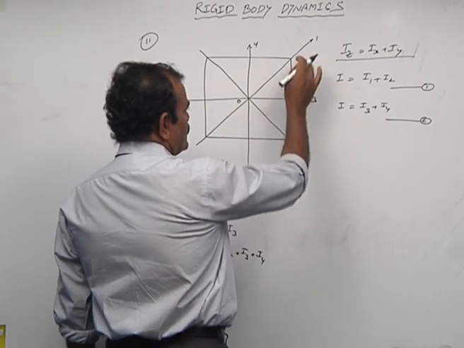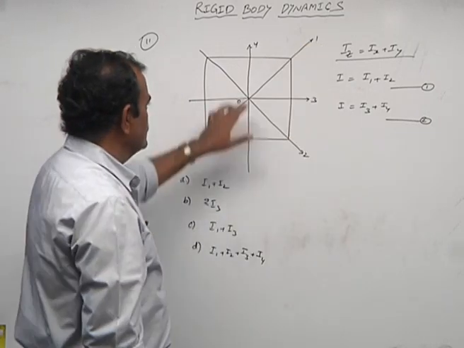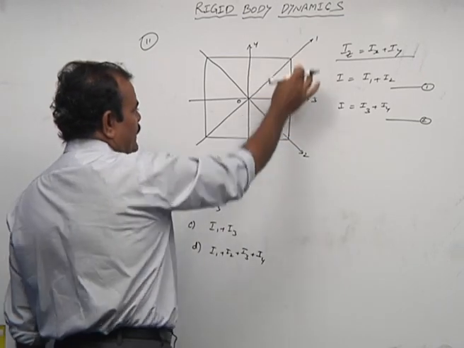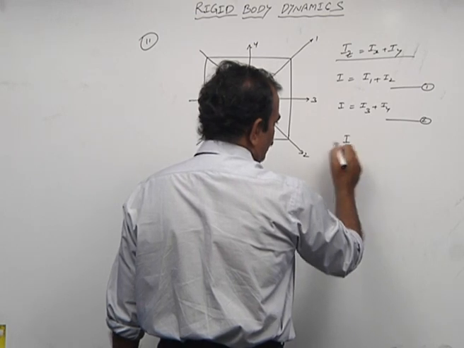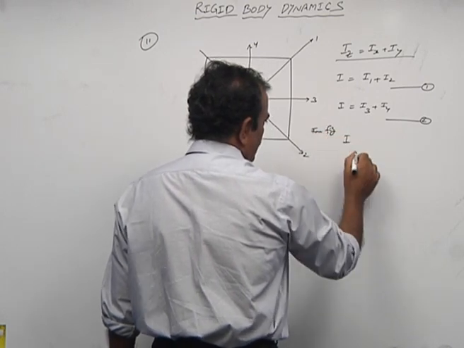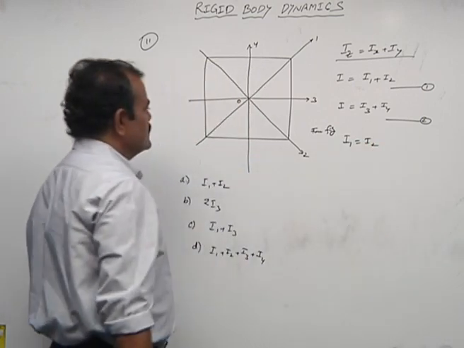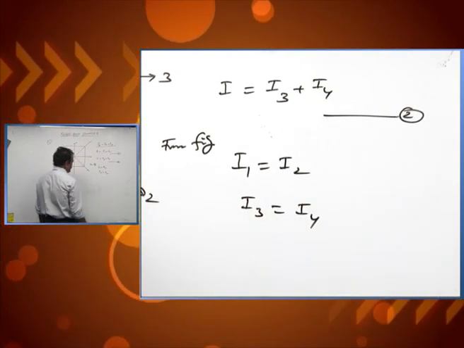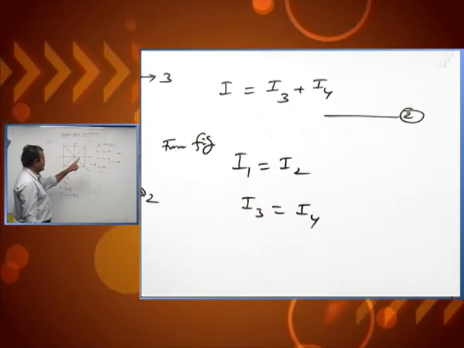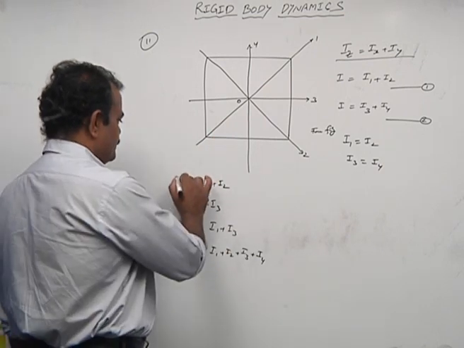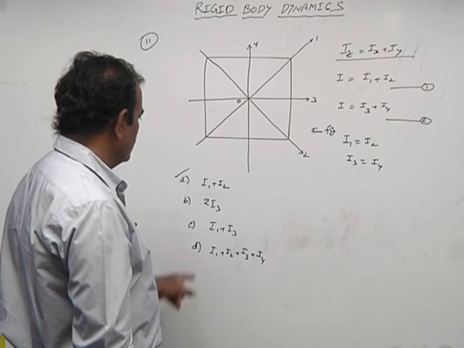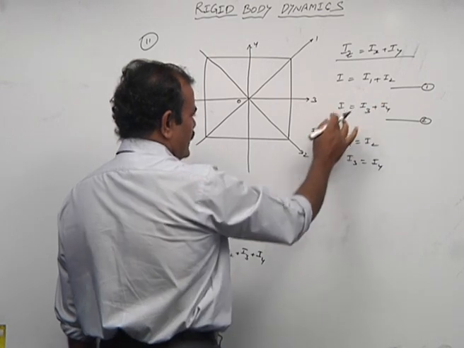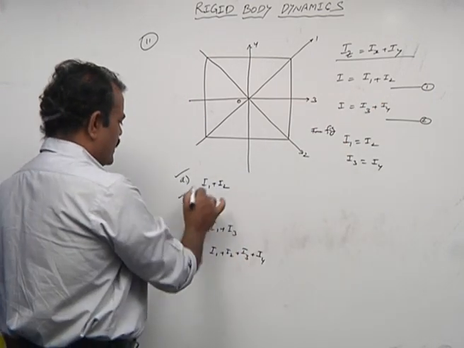Now, axes 1 and 2 are symmetrical because this is a square frame, not a rectangular one. For the square frame, 1 and 2 are symmetrical, so I1 is equal to I2. Similarly, I3 is equal to I4. So first of all, I is equal to I1 plus I2 is given, and that is a correct option. The next one is I is equal to I3 plus I4, but in place of I4 we can apply I3, so I is equal to 2I3. That is also a correct option.